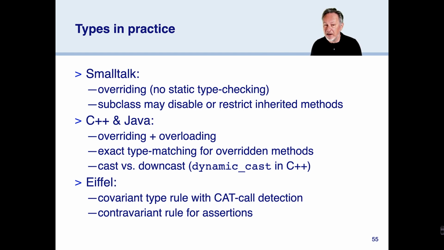So in Smalltalk, dynamically typed, you have overriding. Subclasses could disable or restrict inherited methods. In C++ and Java, there we have overriding and overloading, which can lead to some weird things, as in the code example we saw, where we could actually break the behavior of some methods because of the static downcasting. We have exact type matching for overridden methods, so it's a much simpler type rule, which is sound, but you can do some dynamic downcasts. And then we have Eiffel, which goes for the covariant type rule, but has runtime type checks, these so-called CAT calls, or change in availability of type.